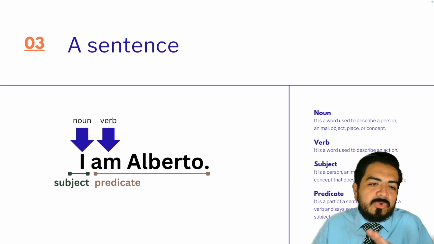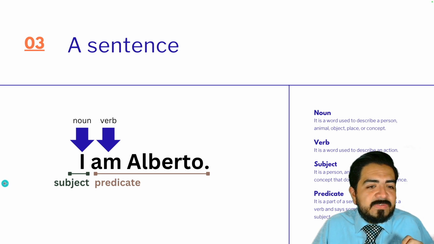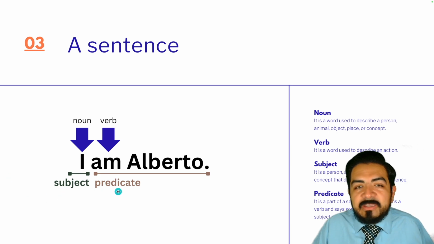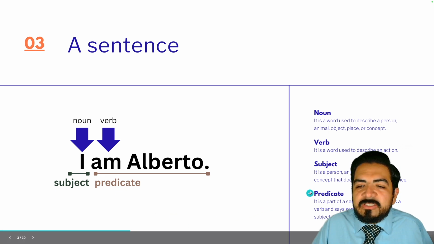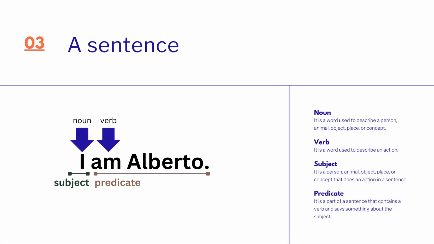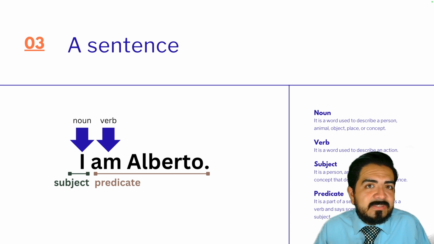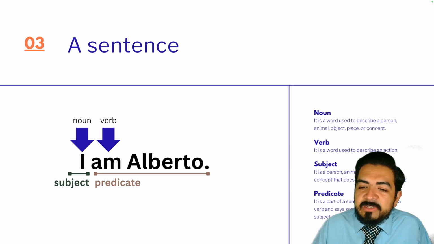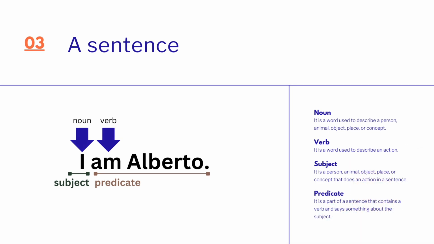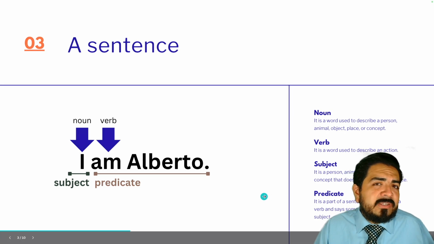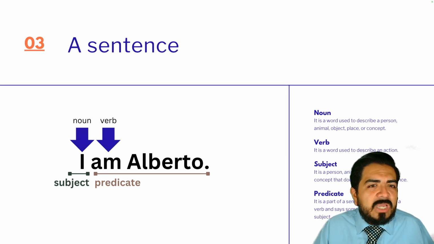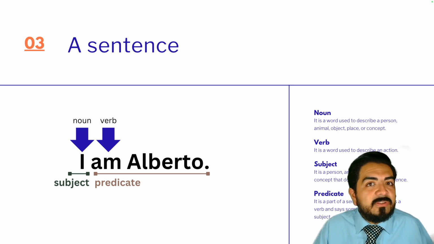A sentence is always separated in two components, a subject and a predicate. This might sound familiar to you. A subject is a person, animal, object, place, or concept that does an action in a sentence. That's important. A subject is in function of the sentence and is the protagonist. Yes, you see what I mean? And finally, the predicate is a part of a sentence that contains a verb and says something about the subject. So the predicate contains additional information about something that the subject does.